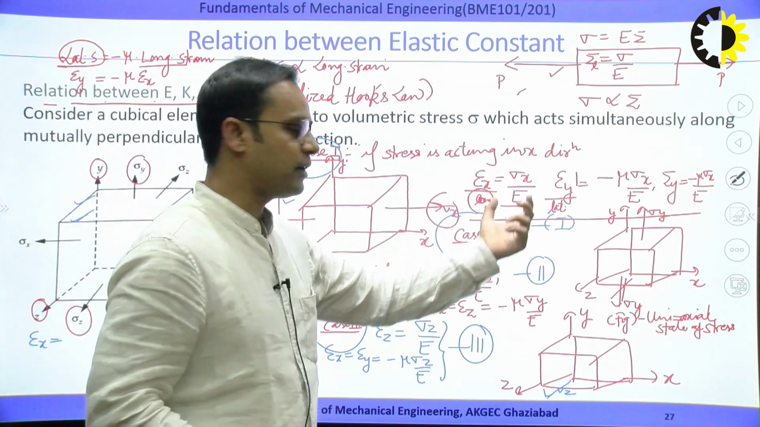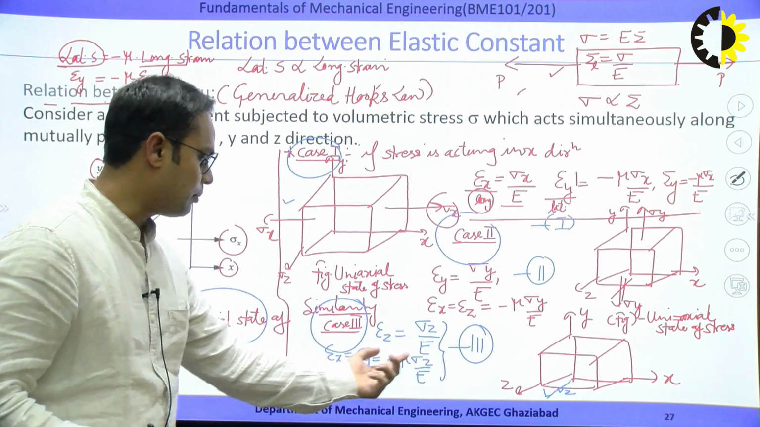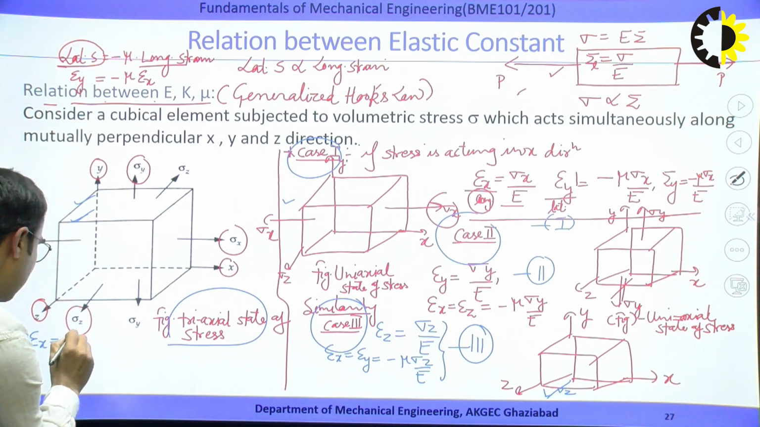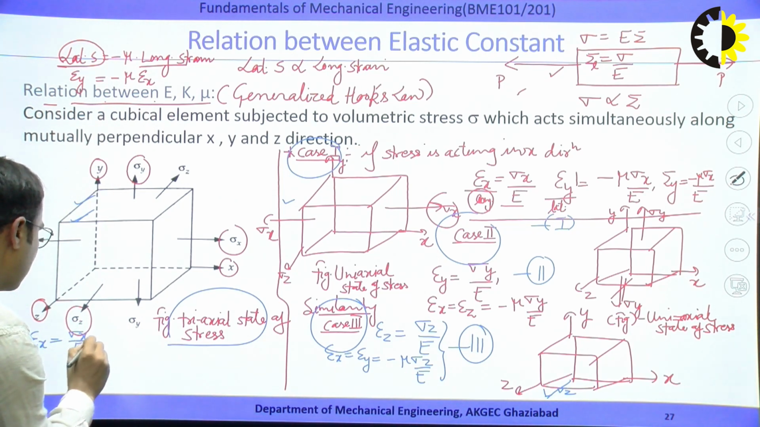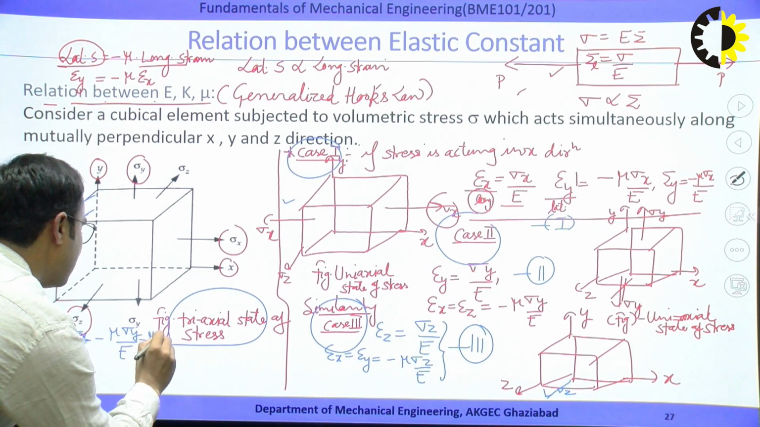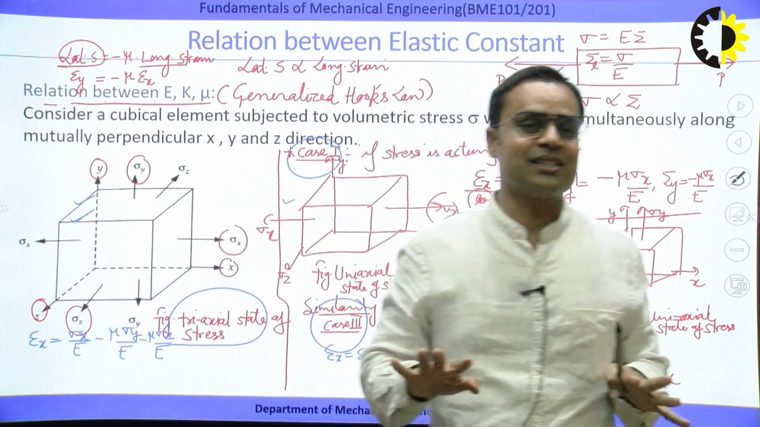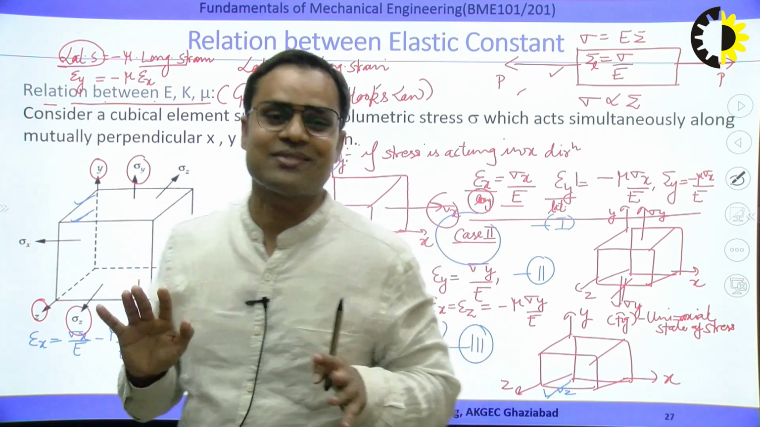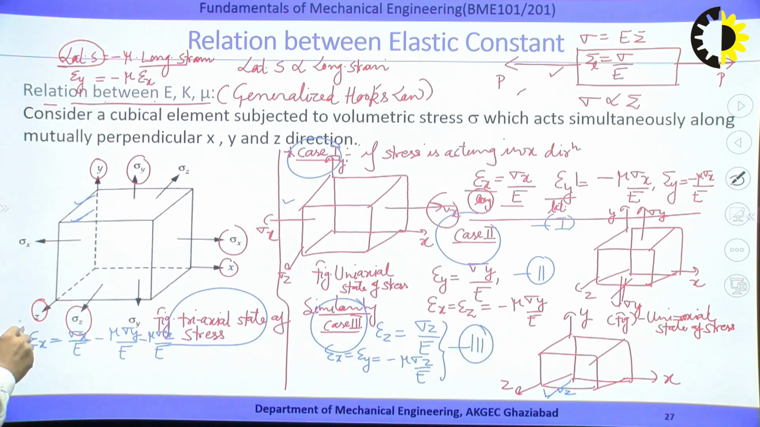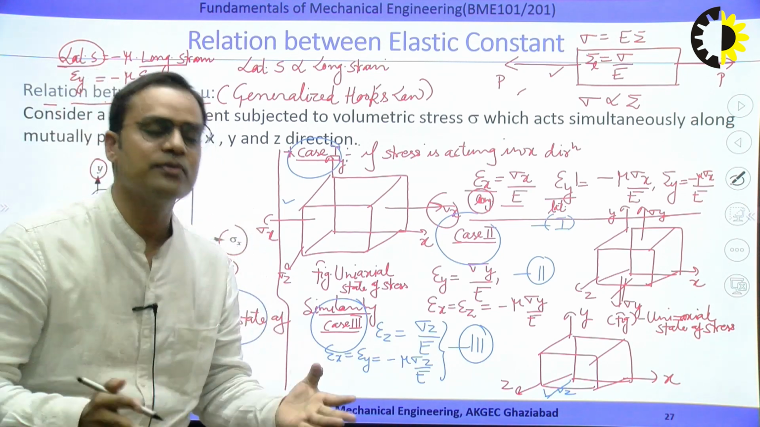So we can see sigma x by E here for epsilon x, minus mu times sigma y by E, and minus mu times sigma z by E. So simply I can write it as sigma x over E, minus mu times sigma y over E, and minus mu times sigma z over E. So this much is the strain induced in the x direction due to the triaxial state of stress.